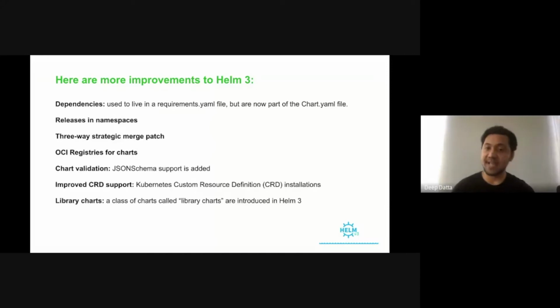Next, we have chart validation. So Helm 3 has a JSON schema that is supported to do validation and linting of your Helm charts. Helm 3 also has improved custom resource definitions, which you're probably familiar with in Kubernetes. And last, Helm 3 includes a new type of chart called a library chart. So there's application charts, and now there's library charts. Library charts are basically just used to facilitate small code snippets. They're mostly not really used to install anything. They're just used in your dependencies.